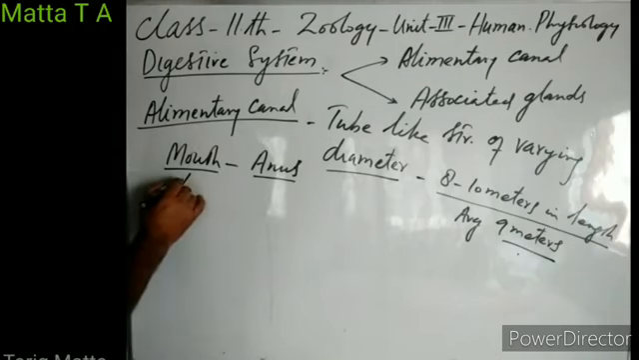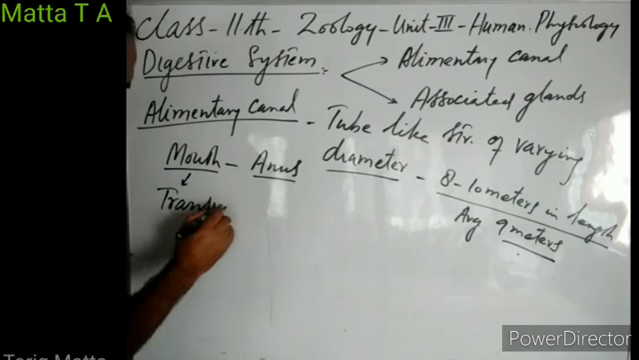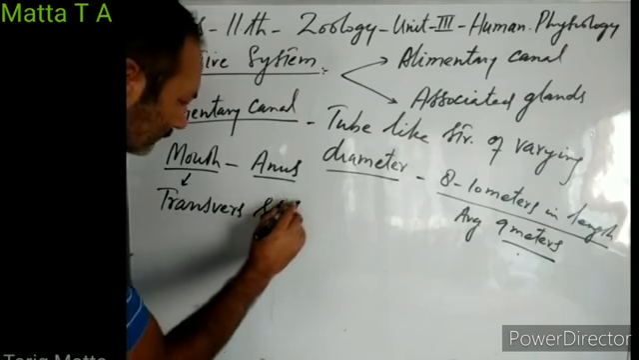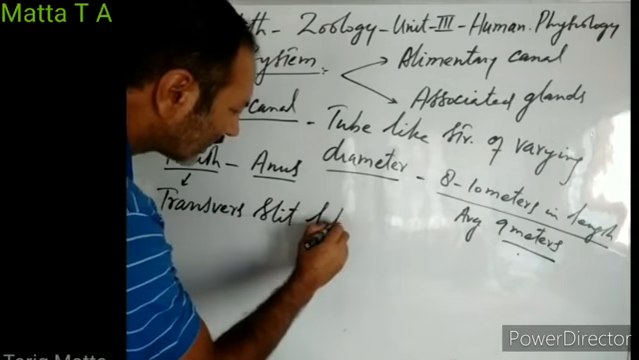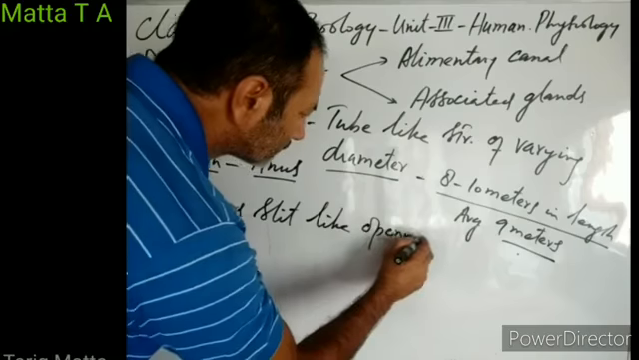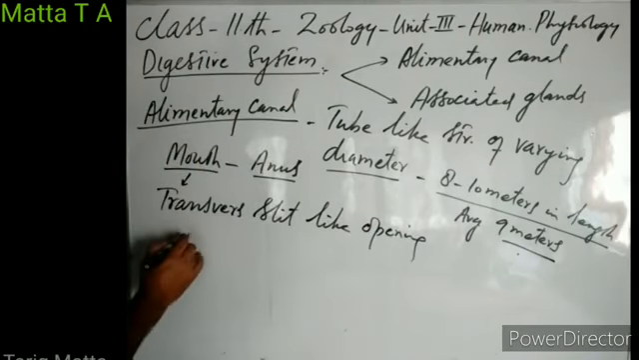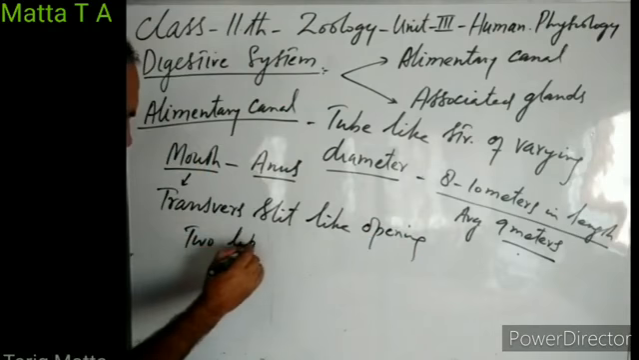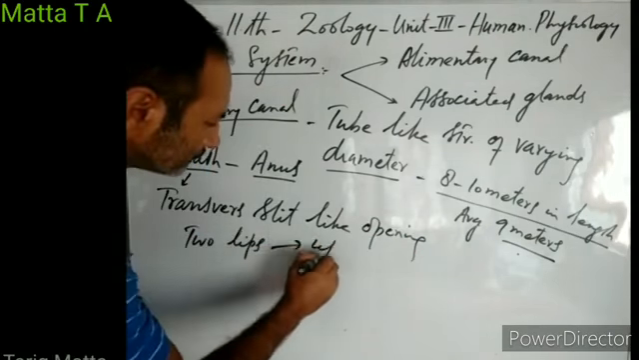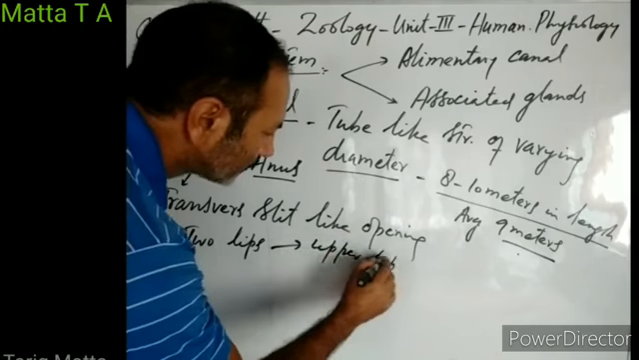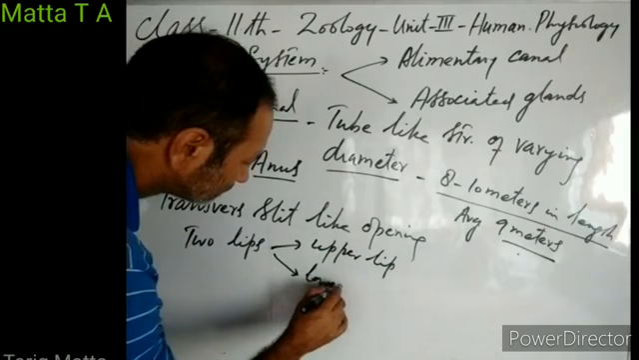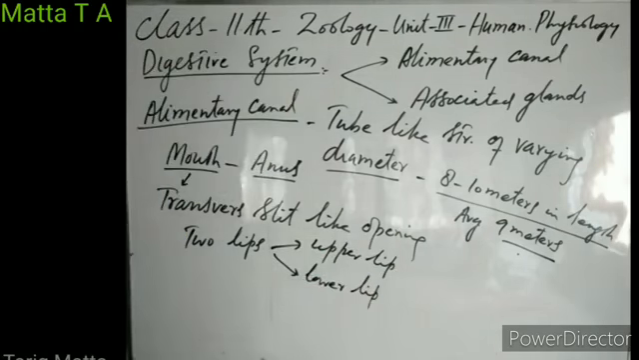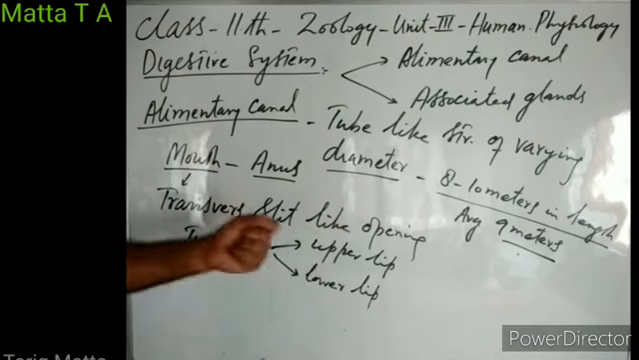So you know, the mouth in human beings is a transverse, slit-like opening, and it is guarded by two lips, an upper lip and a lower lip. So the mouth in human beings is a transverse, slit-like opening, guarded by two lips, upper lip and lower lip.